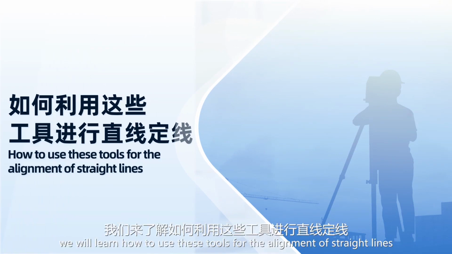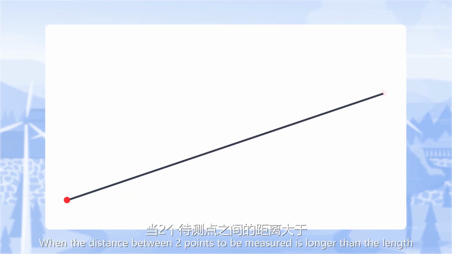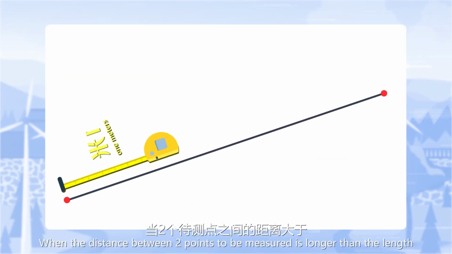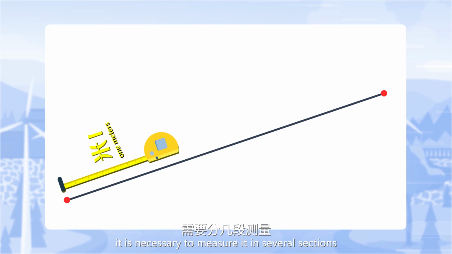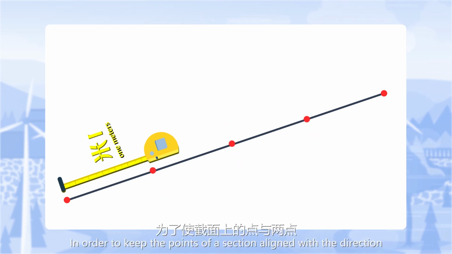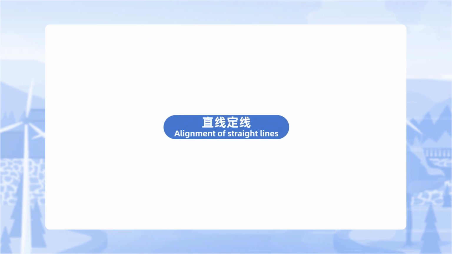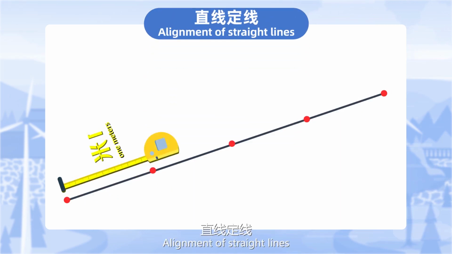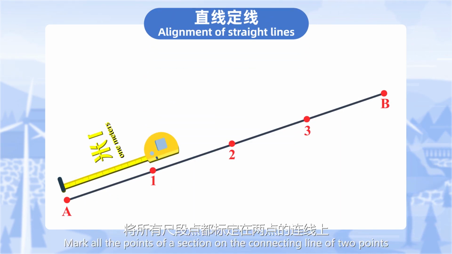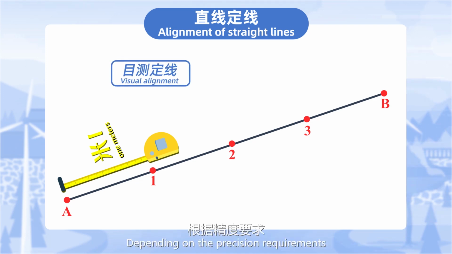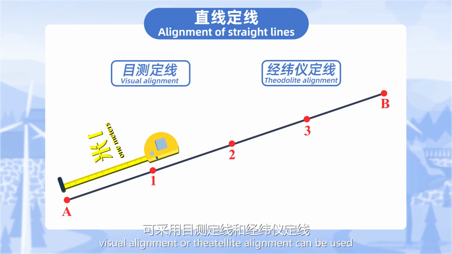alignment of straight lines. When the distance between 2 points to be measured is longer than the length of the ruler used, it is necessary to measure it in several sections. In order to keep the points of a section aligned with the direction of the connecting line of 2 points, the line alignment is necessary. Alignment of straight lines. Mark all the points of a section on the connecting line of 2 points. Depending on the precision requirements, visual alignment or theodolite alignment can be used.